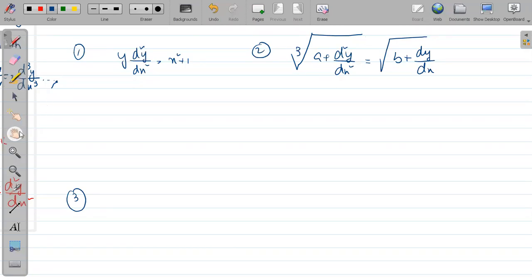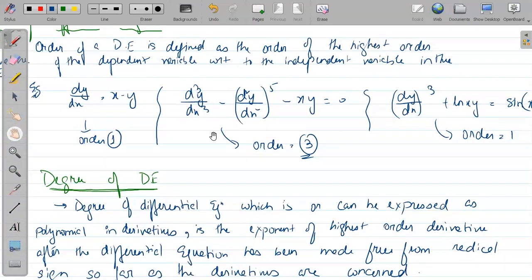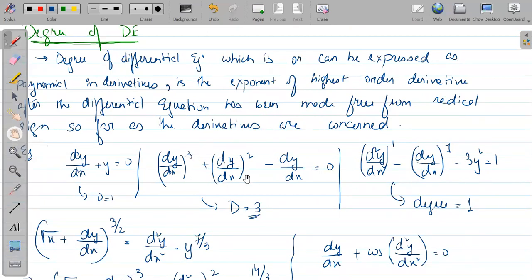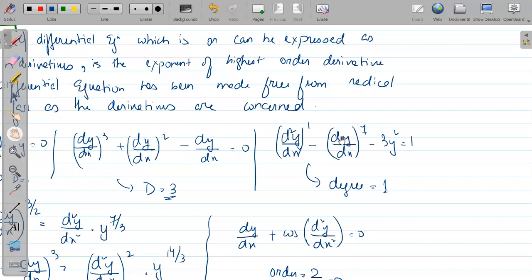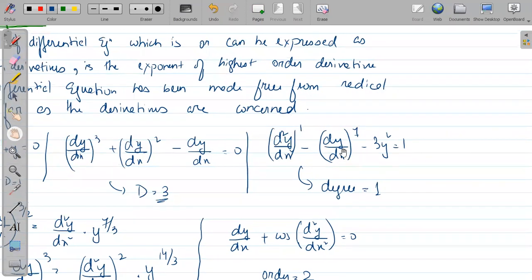We have taken the example. You can check here. What is this? Is it not the question you are asking? Yes, sir. See, what is the order here? 1 and the power is 7. Here order is 2 and the power is 1. So we will be considering the degree of this equation as 1 because we are looking for the highest order derivative and then for that we are looking at its exponent. Understood?